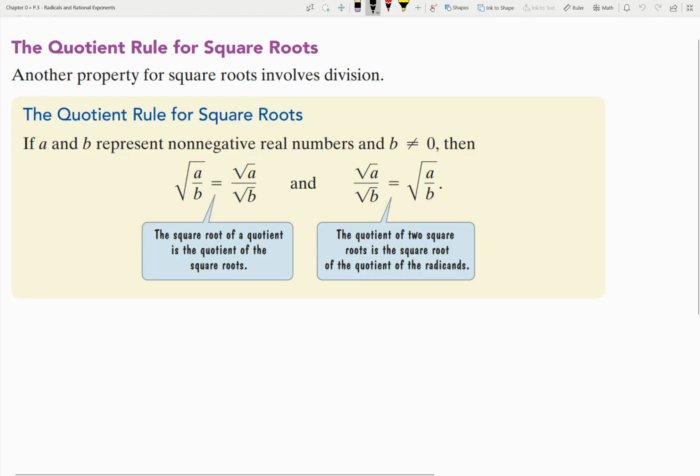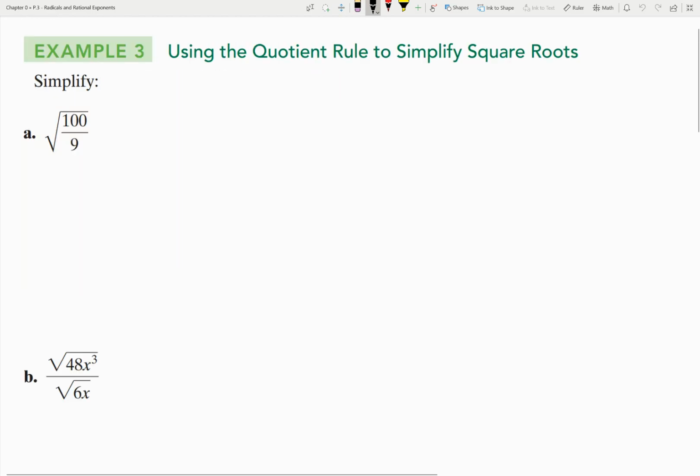Okay? So another property for square roots involves division, and it's called the quotient rule. Again, A and B are going to be non-negative real numbers, which means we don't need any absolute value signs or anything weird like that. And it basically says that we can take a fraction and split it into 2 square roots, or we can take 2 square roots and put them together underneath one fraction, depending on what we want to do. So let's take a look at some problems.